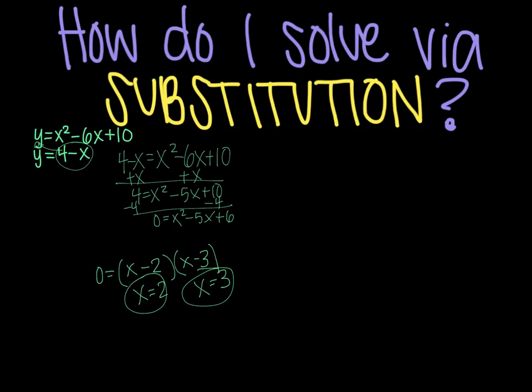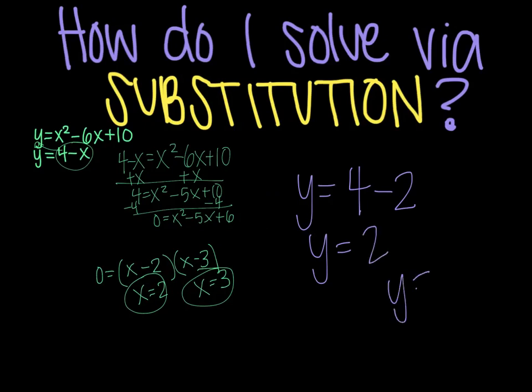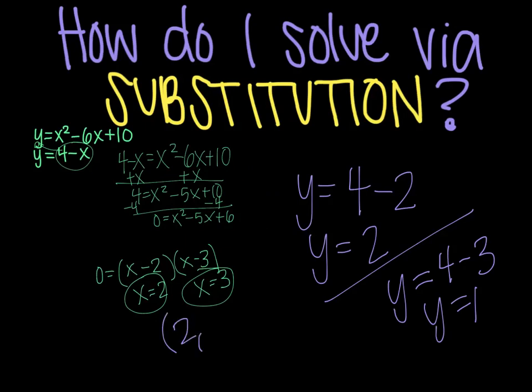So now you'll take your equation. I'm just going to take y equals 4 minus x. So 4 minus 2. So y would be 2. Or you're going to take your y equals 4 minus 3. And then y would be 1. So your answers then would be (2, 2) or (3, 1).